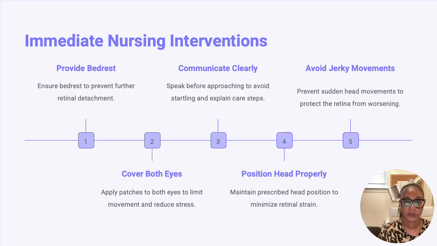So immediate intervention: provide bed rest, ensure bed rest to prevent further retinal detachment. Cover both eyes, apply patches to both eyes to limit movement and reduce stress. Communicate clearly: speak before approaching the client to avoid startling them, and explain your care or the steps that you're providing. Then position the head properly, maintaining the prescribed head position to minimize retinal strain. And avoid any jerky movements, which prevents sudden head movement to protect the retina from worsening.